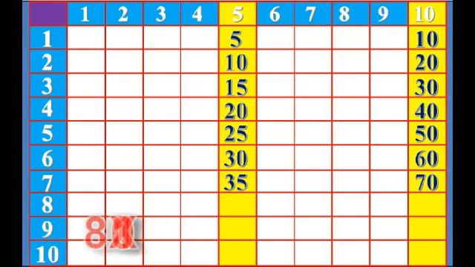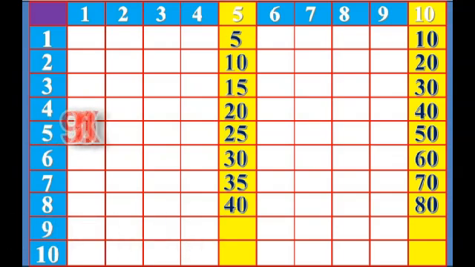What is 8 times 10? 8 times 10 is equal to 80. And what is half of 80? Half of 80 is 40. And 40 is actually 8 times 5.